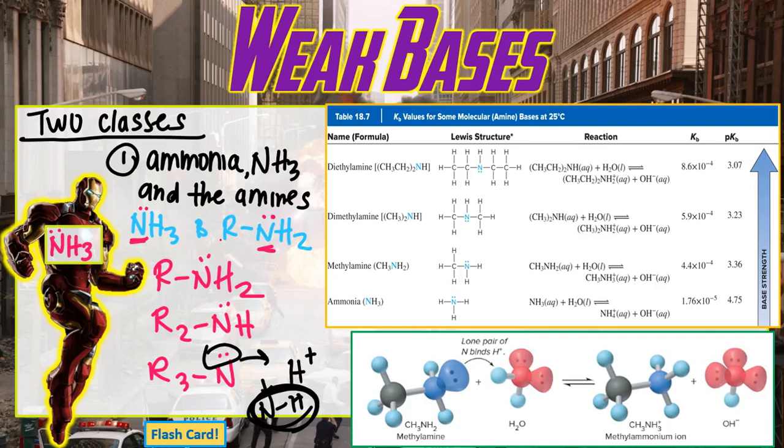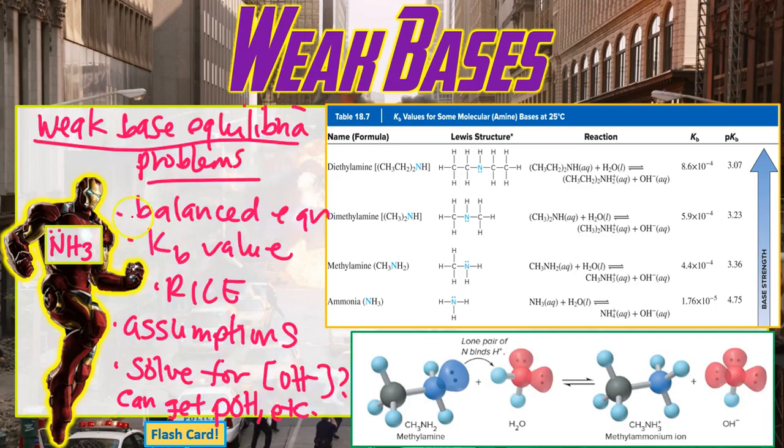Now what else? Well, since we already have an idea of what weak bases are, we saw their Kb values, now we can start thinking about how to answer some weak base questions. It's going to be very similar to weak acids. That means we have to have a balanced equation, and a Kb value and/or an expression, right? Sometimes we won't have the Kb value, we just simply have the expression. You're probably going to have a RICE table. You definitely have some assumptions that we can use, similar to weak acids. And then you want to solve for the concentration of OH minus.